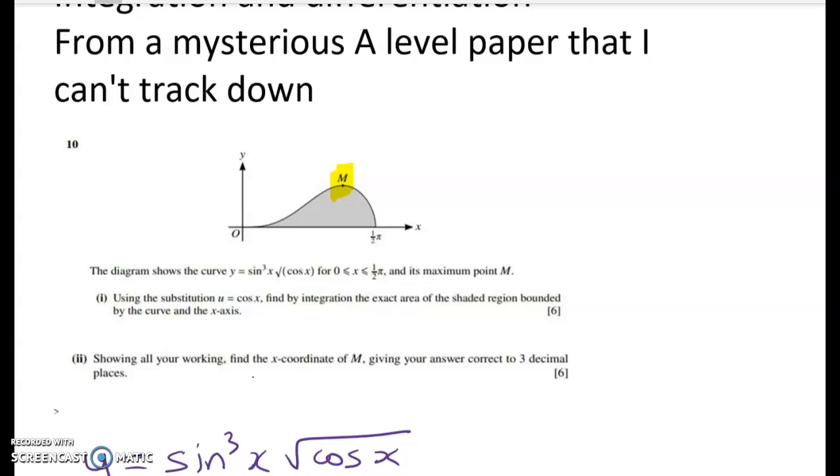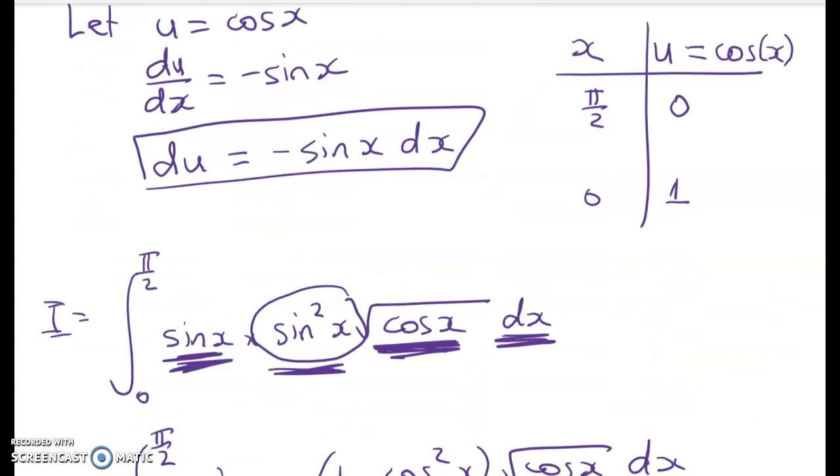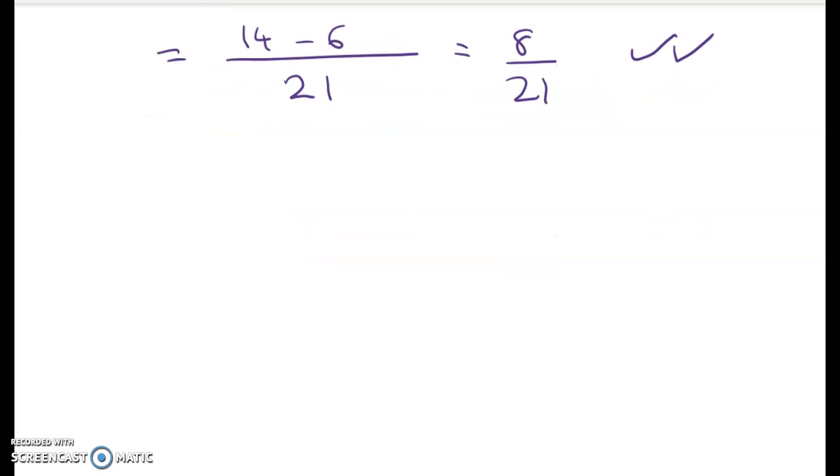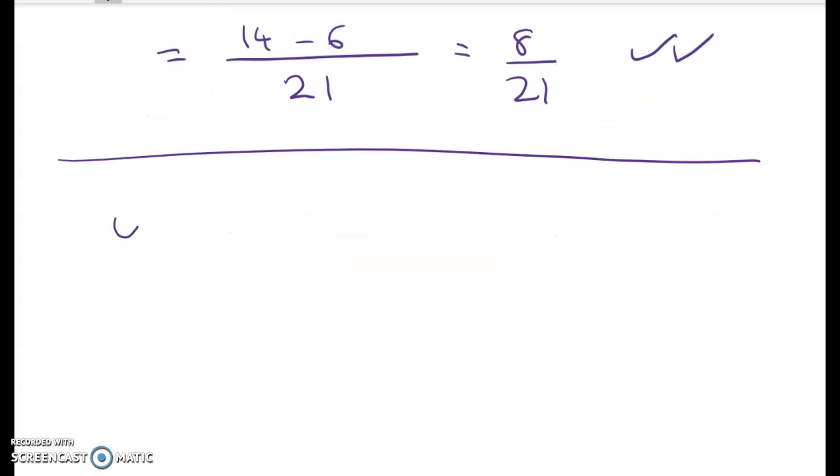So we have to find the x coordinate of M and give our answer correct to 3 decimal places. And you can see that this is what we're dealing with. So it's a little bit messy. There are two ways to do this. There's kind of the obvious way, which is to use the product rule, which I think is fine in this case, except that students tend to make a number of small errors in here. So one way to go is the product rule.